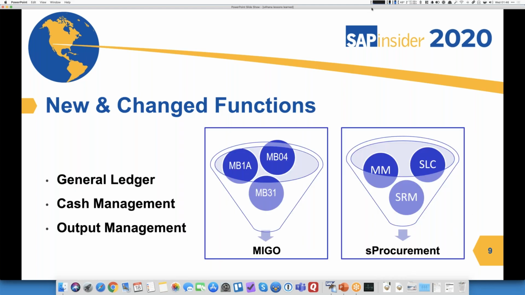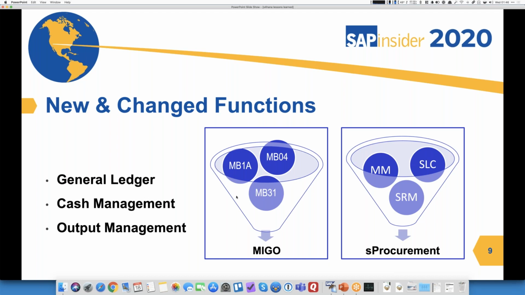From a new and changed functions perspective, there are a couple of things that you have to take into account, and you do before you even get to S4. Like you have to implement a new general ledger, you have to implement the business partner concept, etc. There's also new cash and output management. And here is another example of where SAP has consolidated several obsolete transaction codes like MB1A, MB04, MB31 into a quote-unquote new transaction, MIGO.